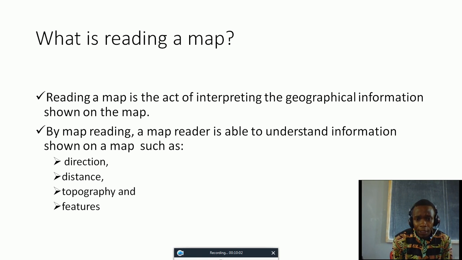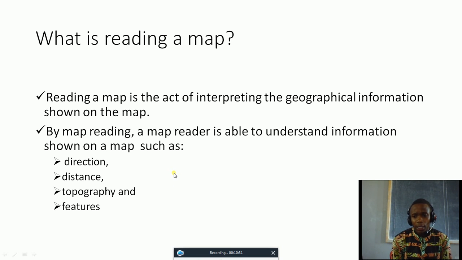So by map reading, a map reader is able to understand information shown on a map, such as direction, like north direction, distance, maybe kilometers, and topography. Here are features like mountains, plateaus, rivers, industry, mining, and features like that.